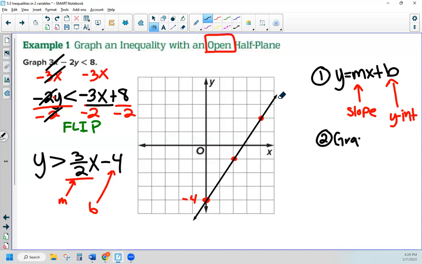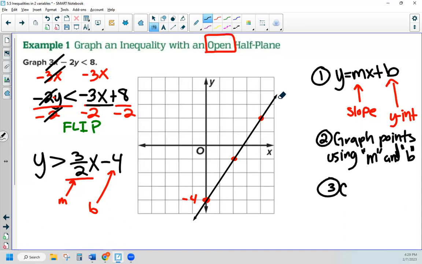graph points using the slope and the y-intercept, which is b. Okay, using slope and y-intercept. Step number 3 is create the line, but you need to see if your line is going to be a solid line.